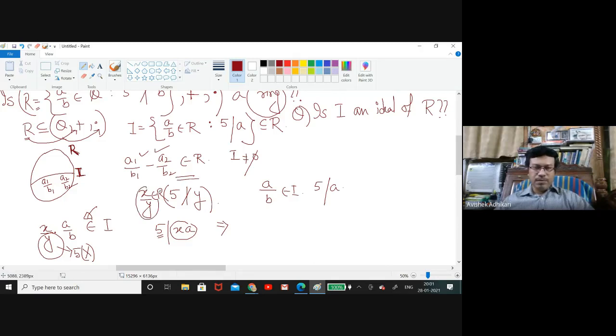Take any element from R, so they have this property, and finally the 5 divides the numerator x into a, that implies x by y into a by b belongs to I. So since this is a commutative ring, it is sufficient to have this as an ideal, and both sided ideal.